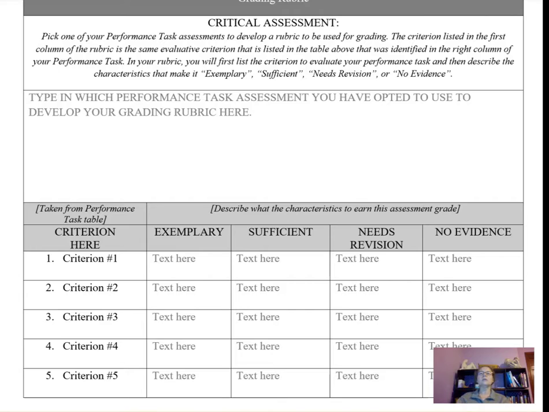If the student is going to create then a group project to work together, did the students then, for exemplary, stay on task, make supportive comments, and all pay attention? Was it sufficient? Somewhat they stayed on task, they didn't help others. At times, they looked away and maybe looked at their cell phone. But for needs revision, they didn't stay on task. They ran over the time given, they weren't supportive, and they didn't participate. No evidence then would be the student did not participate or make comments. It would be very inappropriate.